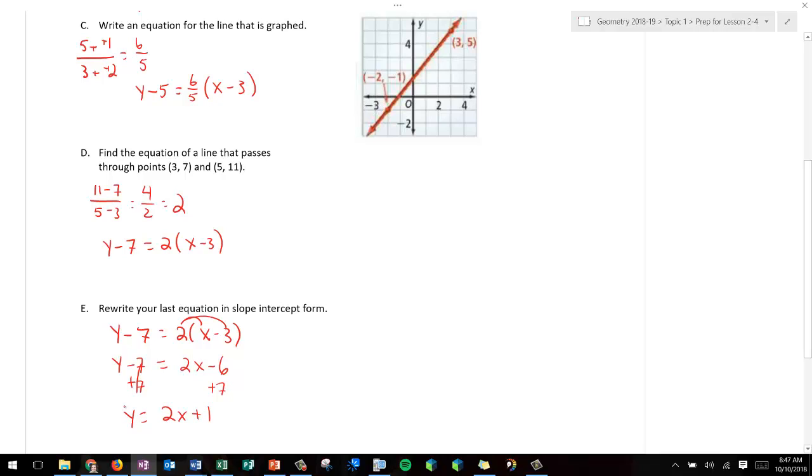I know I went fast through that. Hopefully this was a really good review for you, teeing you up for lesson 2-4, which is all about parallel and perpendicular lines. If you have any questions, please reach out.